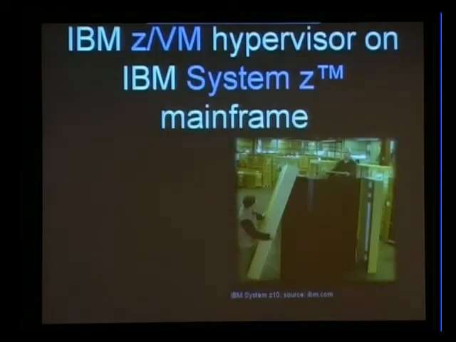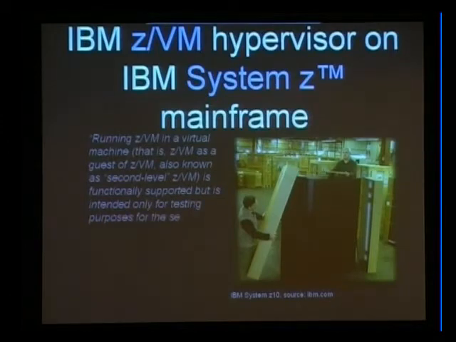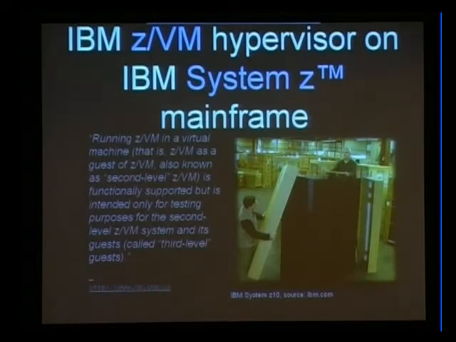The nested virtualization actually has been implemented many years ago by the IBM System Z mainframes. It's very cool. But the manual says that it's not a good idea to use this nested virtualization feature in a production environment because it is intended to be used only for testing purposes.